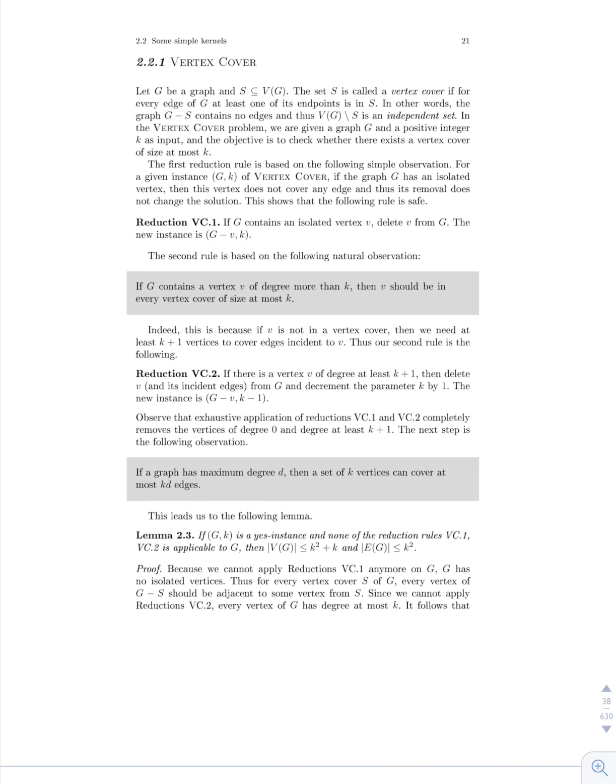So the first reduction rule for this kernelization algorithm A is that if you have an isolated vertex V, we delete it from the graph G, and it's pretty obvious. An isolated vertex does not contribute towards vertex cover, because if you remove it, you don't remove any edge. Also, since I'm not adding that vertex to the vertex cover, I don't need to decrement my value of k, because I still have k vertices left to choose.